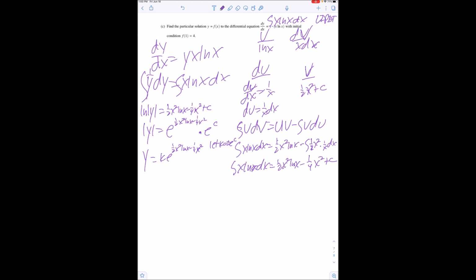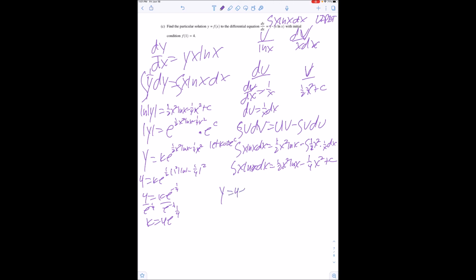And we know that f of 1 is 4. So let's start plugging this in. 4 equals k e to the 1/2 times 1 squared ln 1. That becomes 0 minus 1/4 times 1 squared. And since this becomes 0, it becomes 4 equals k e to the negative 1/4. Divide by e to the negative 1/4. It's k equals 4 e to the 1/4. Plug that back in.